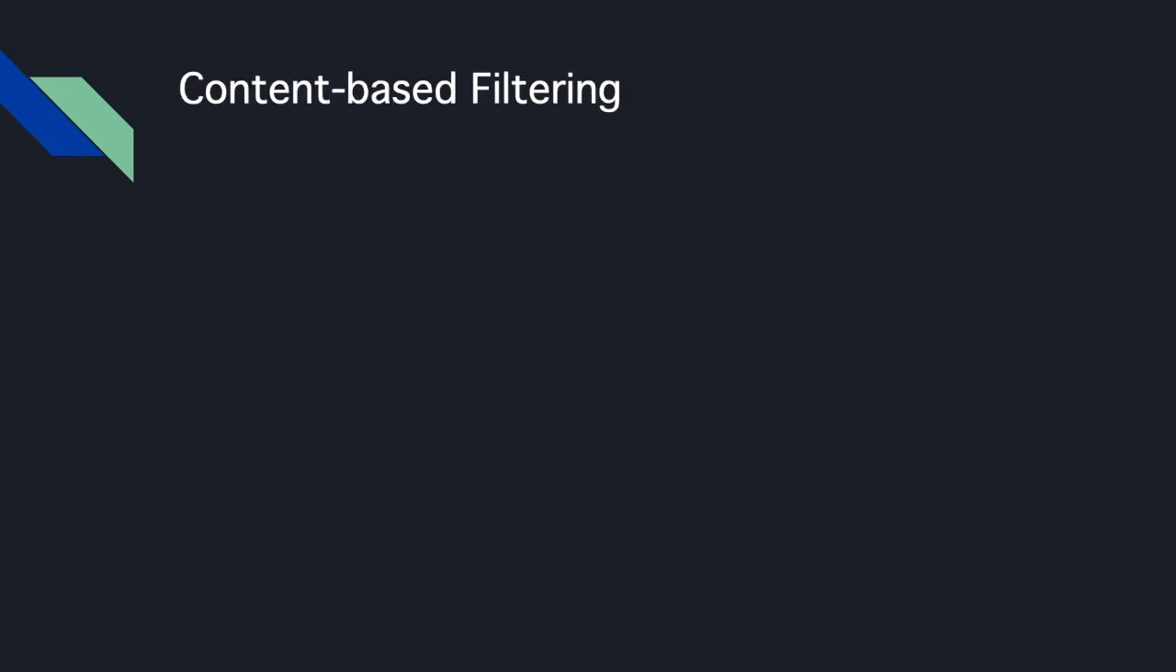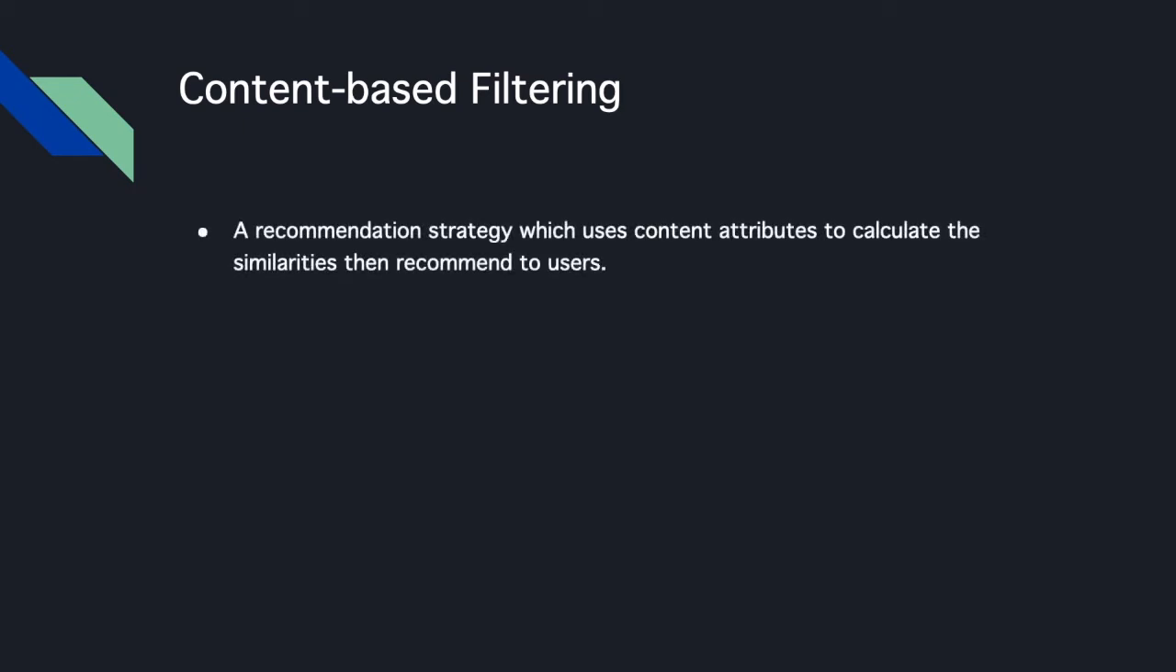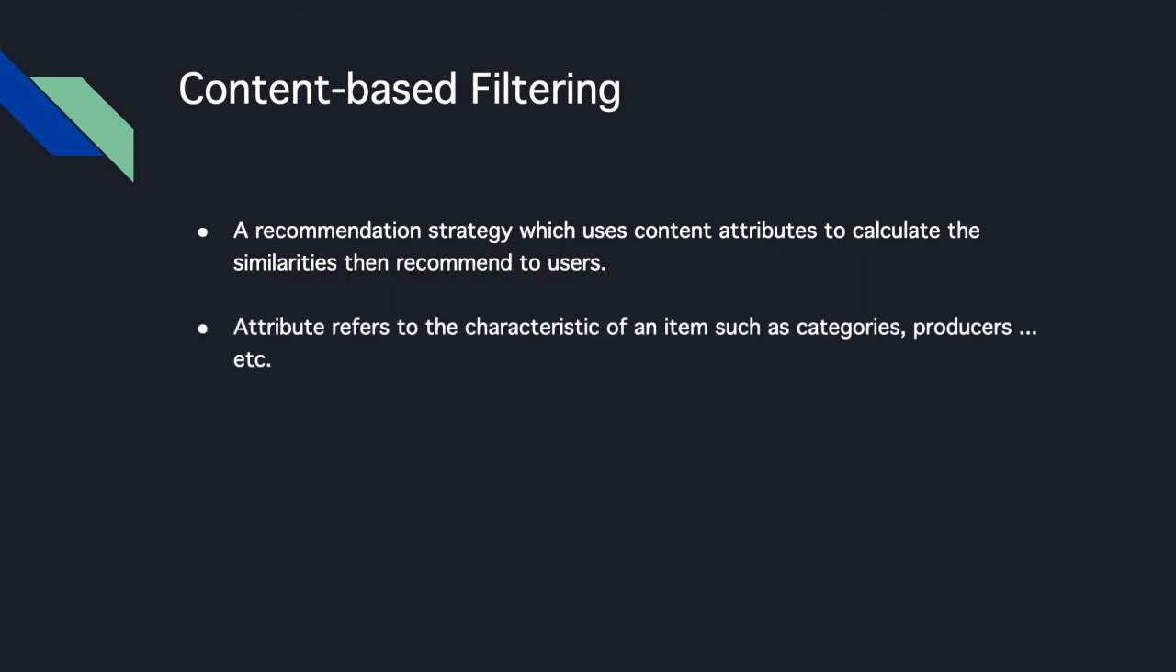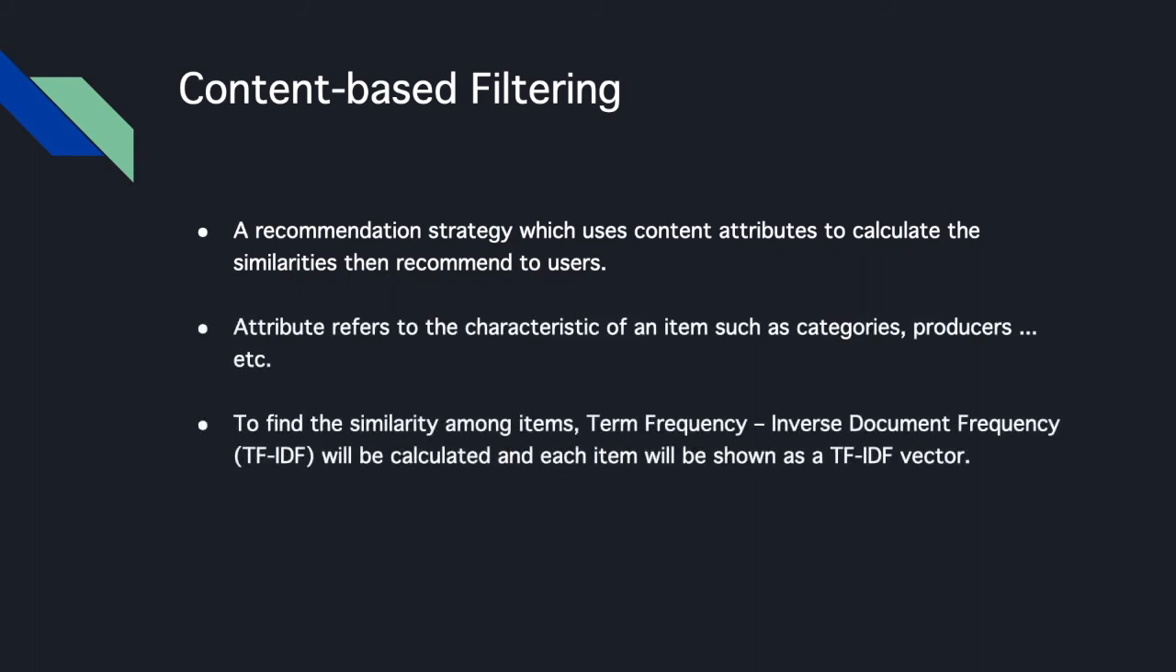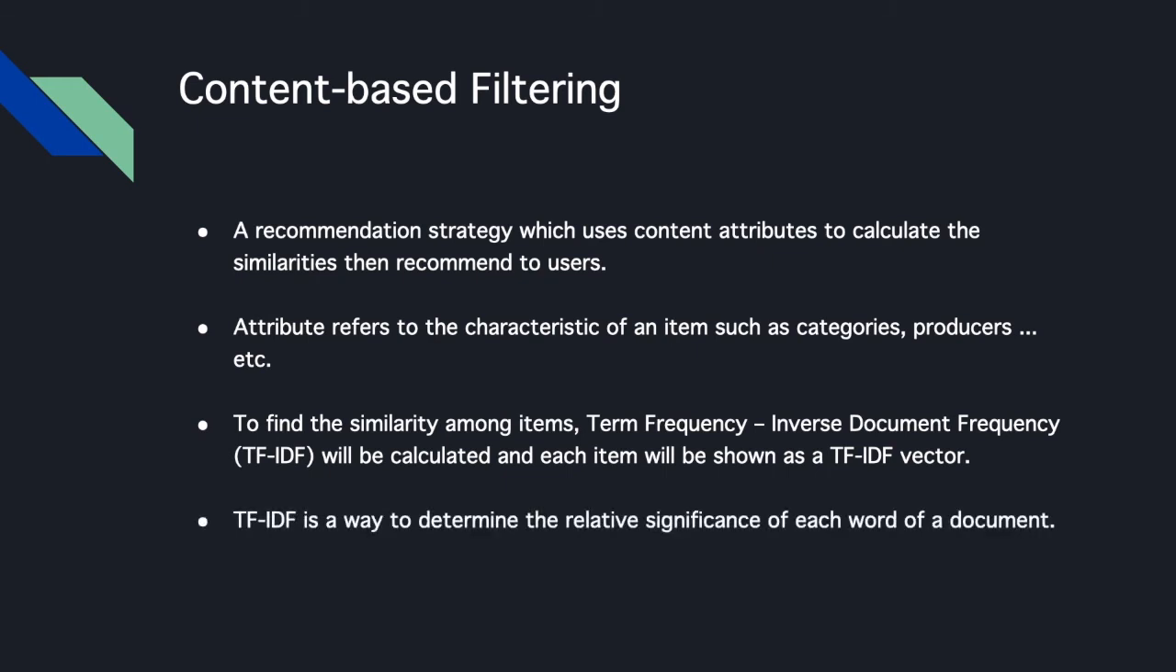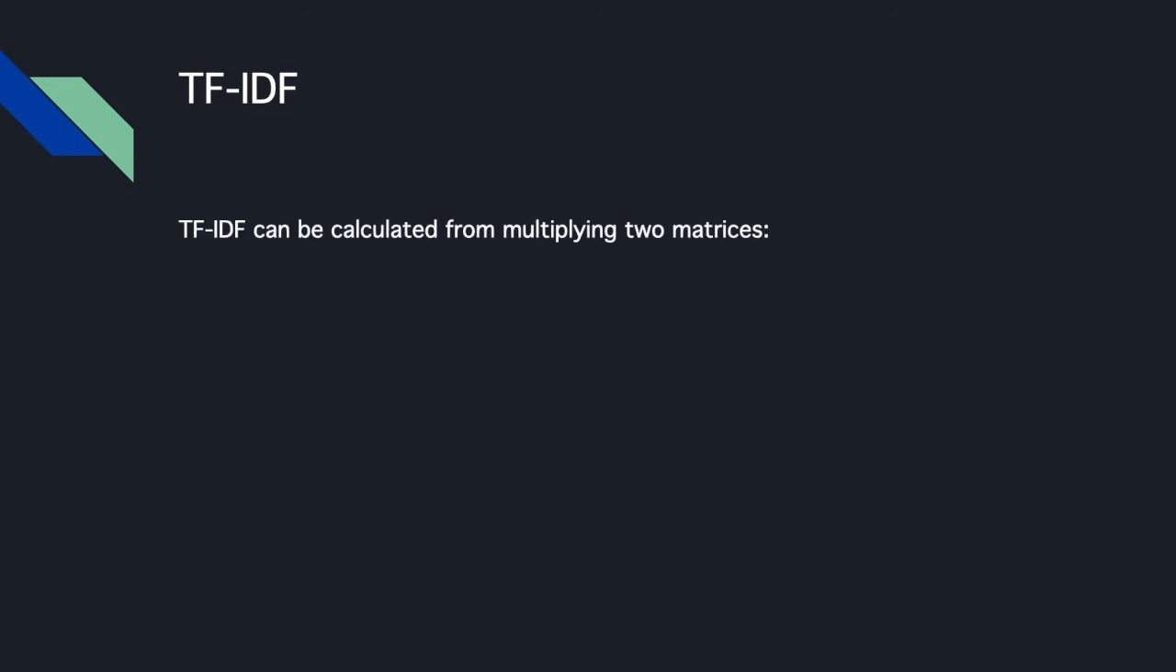Now let's move on to content-based filtering. It is a recommendation strategy which uses content attributes to calculate the similarity, then provides recommendations. To find the similarity among items, we use term frequency, inverse document frequency, aka TF-IDF, which is a way to determine the relative significance of each word of a document. TF-IDF can be calculated by multiplying two matrices, TF and IDF.